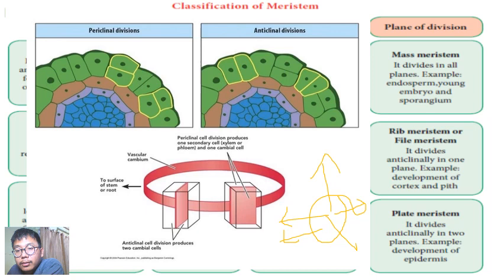And rib meristem or file meristem means it divides anticlinally. Anticlinally means this type of division, in one plane. They will divide in one plane. Example, development of cortex and pith, perpendicular to the surface. Plate meristem divides anticlinally in two planes. Example, they will produce epidermis. This is periclinal, that means parallel to the surface, and this is perpendicular to the cells. This is the difference between anticlinal and periclinal division.